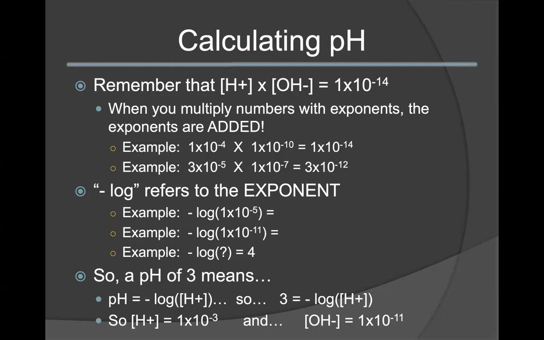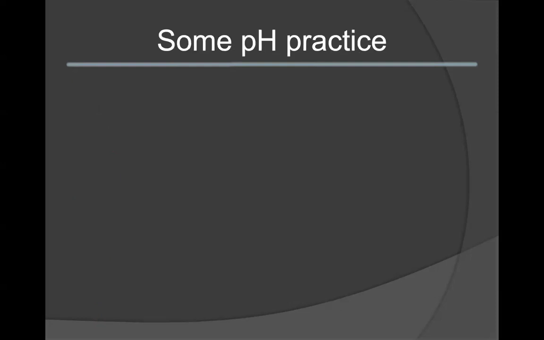Conversely, if I didn't know the concentration of something, but I knew that the answer was 4, I can also work backwards. So that question mark would mean that I would have to take the log of 1 times 10 to the minus 4. Let's do some more pH practice questions. Like I said earlier, you should be able to easily calculate what the pH, pOH, concentration of hydrogen, and concentration of hydroxide ions are in a solution if I am giving you one of these variables.